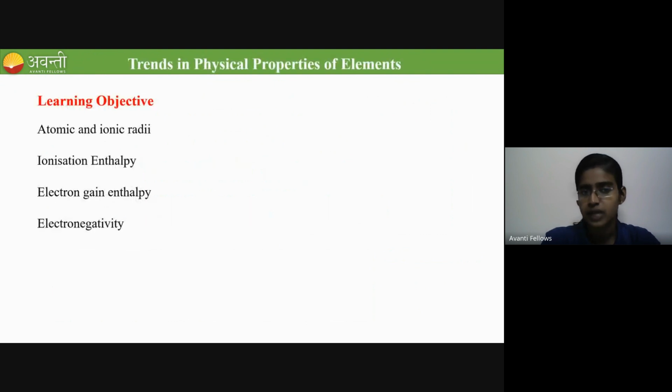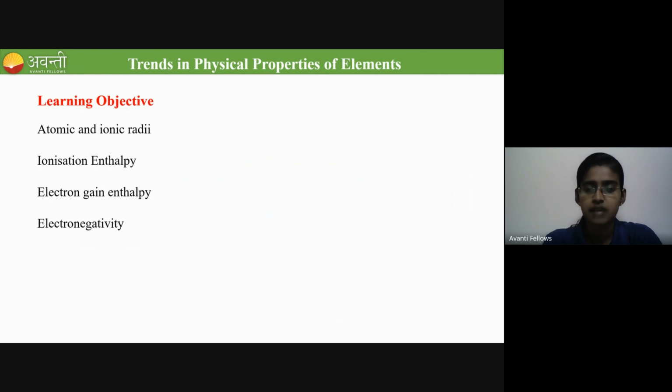One is atomic and ionic radii. Second is ionization enthalpy, then electron gain enthalpy, and electronegativity. So these are the 4 physical properties which we are going to study in this lesson, which are very, very important and very basic to the whole of chemistry. Okay, you will get questions from this physical properties part, so concentrate more on it.